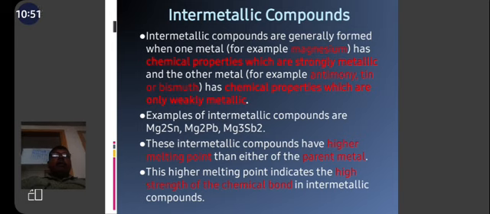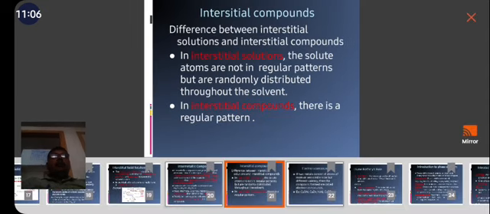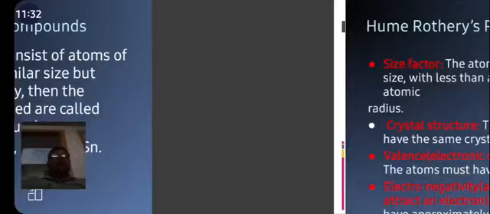These are all the intermetallic compounds: Mg2Sn, Mg2Pb, Mg3Sb2. Difference between interstitial solution and interstitial compound: in interstitial solutions, the solute atoms are not in regular patterns but are randomly distributed throughout the solvent. In interstitial compounds, they are in regular patterns.